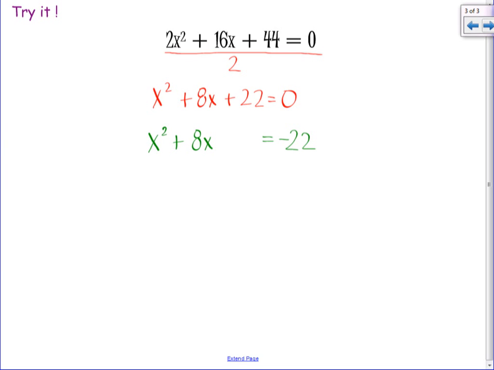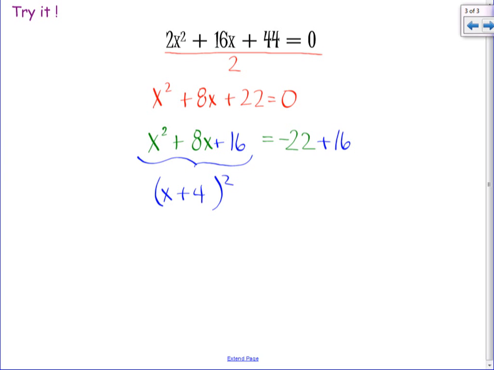Now how did we get this number that we were adding to both sides? So we'll take half of the 8 and get 4, and then we square that number. 16, that's the number we add to both sides. Now we're allowed to factor this. So if we factor that, what's it going to be? 4 and 4.